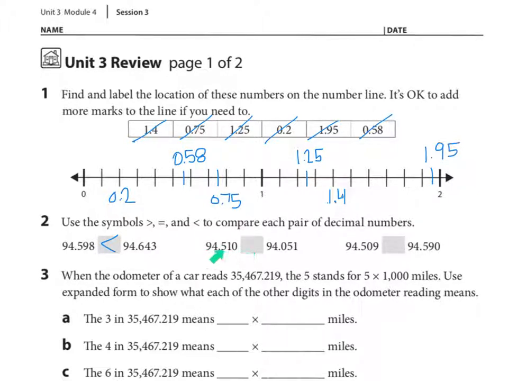Coming over to the next one, I see 510 thousandths, 51 thousandths. 510 thousandths is greater. Again, I can look at the tenths mark and I see there's 5/10 versus 0/10. 5/10 is greater. Next, I see 509 thousandths, 590 thousandths. So 590 thousandths is going to be greater than 509 thousandths. So it's less than. I'm going to write that in.